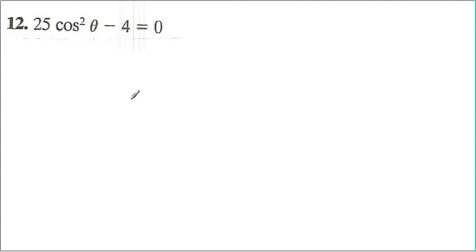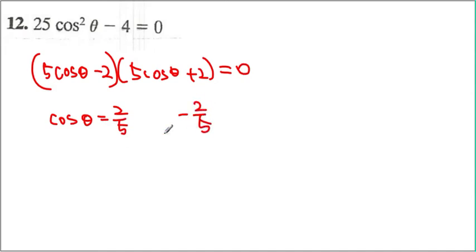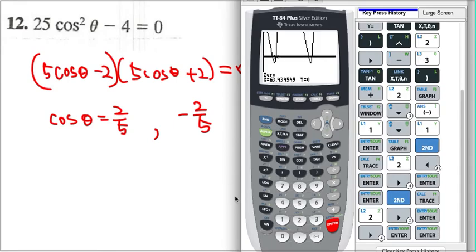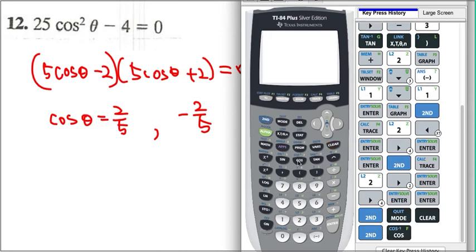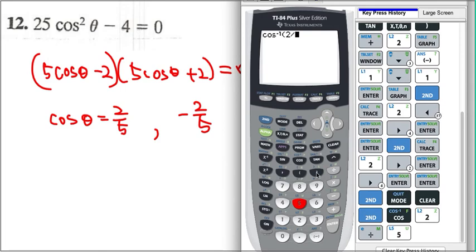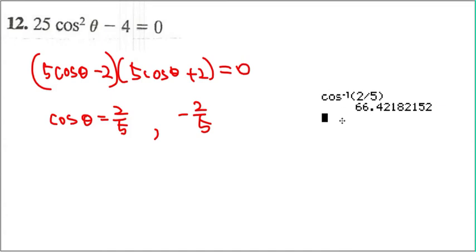Here, what if you don't sketch the graph? Can you still find it? Yes, you can. In this case, we get to realize that 5 cosine theta minus 2 times 5 cosine theta plus 2 has to be equal to 0. That means cosine theta has to be 2/5 or negative 2/5. That means let's try to figure out the reference angle here. So second cosine, which will get us the angle measure, and once you do this one, you will realize that the angle measure was 66.4 degrees.